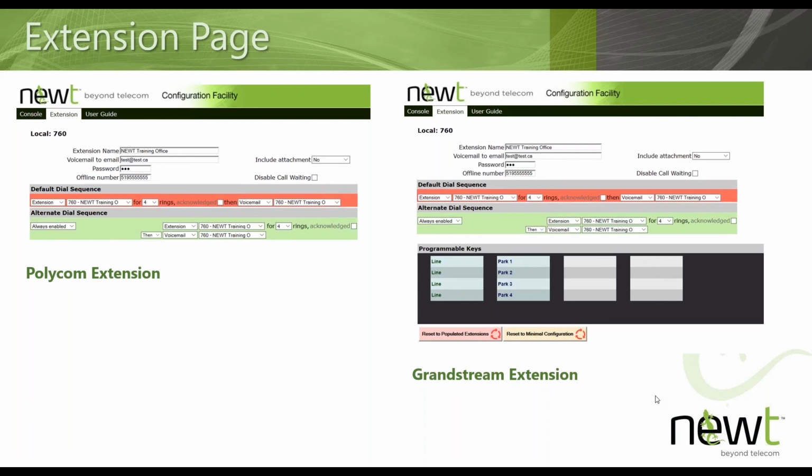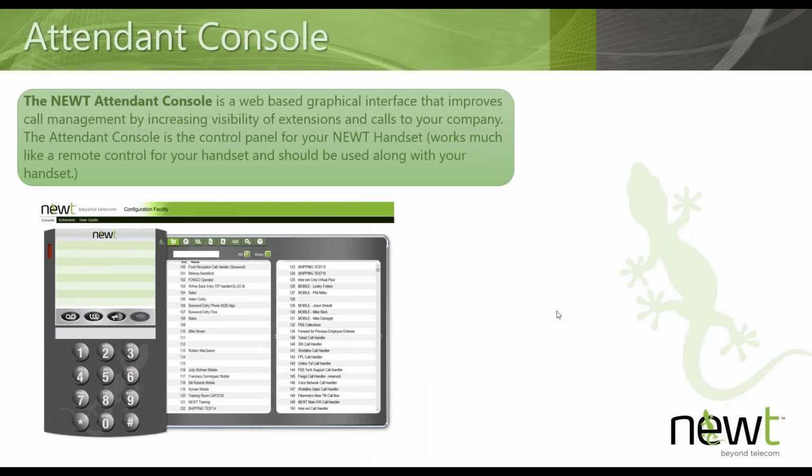This also gives you another example of the offline number filled out and the voicemail to email filled out. In this case, this person didn't want to include an attachment. They just wanted to know that they had a voicemail waiting for them via email. But remember to select yes here if you'd like the actual audio file. So that gives you an example of your Polycom extension and GrandStream extension with the addition of the programmable keys. Now, again, in this screenshot, we're moving over here to that console page.